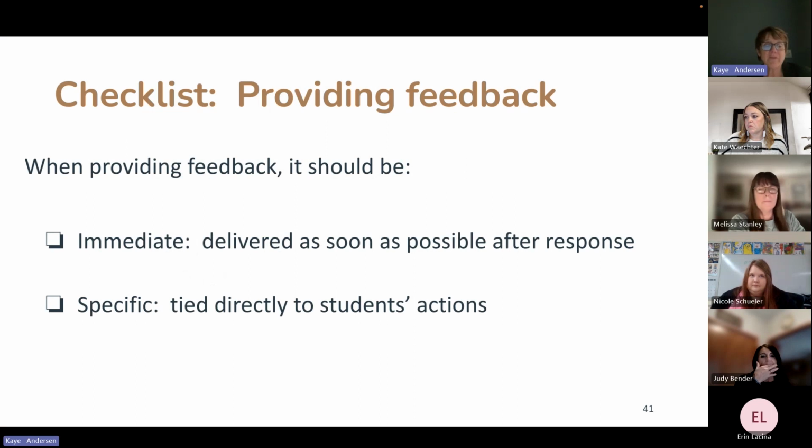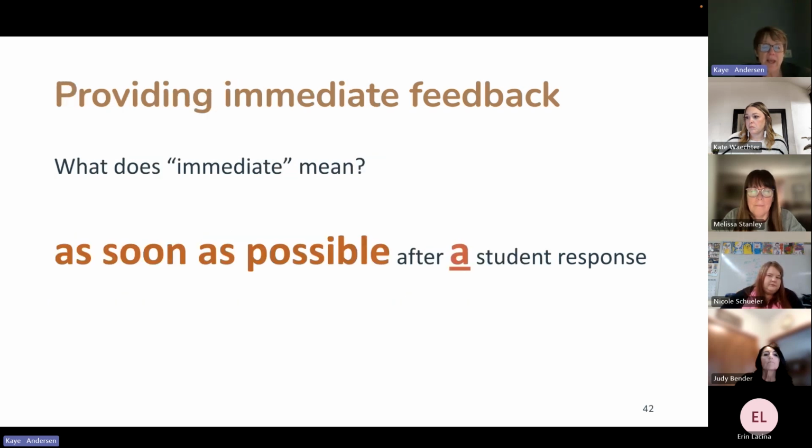Again, remember, if you are teaching an acquisition skill, if it's new learning, if it's a novice, we need to provide that feedback as soon as possible after a response and directly tied to whatever it is the student's actions or work were. What does immediate mean? As soon as possible after a response. One response. If they got that first one wrong, we know they're going to get the second one wrong. So there's no need to go on to that second one until we can take a look at that.